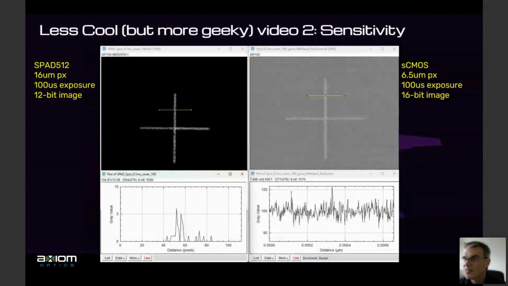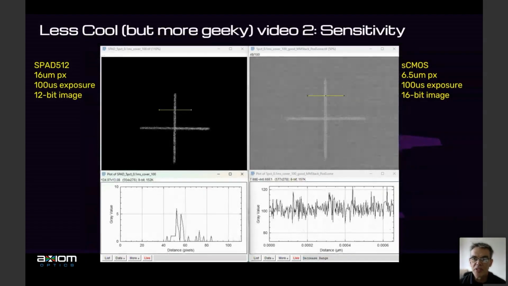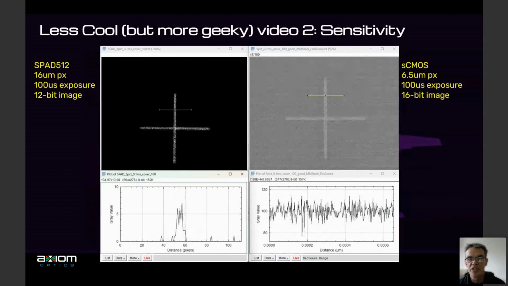The second thing that SPADs are really, really good at is the sensitivity, so really single photon sensitivity. Now, I understand that the topic of this webinar was SPAD as a replacement for EMCCD, PMT, and ICCD. Well, I didn't have any of those lying around the lab, but I did have a very good CMOS camera, and so I did a quick little comparison. This is a very low light condition. It's a 100 microsecond exposure. We're looking at an Argo light slide.